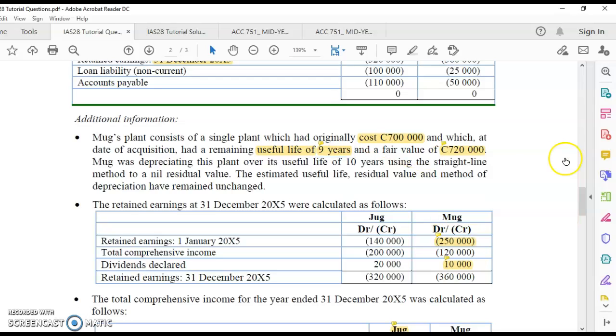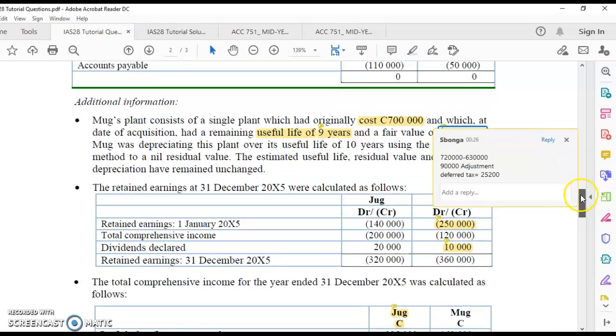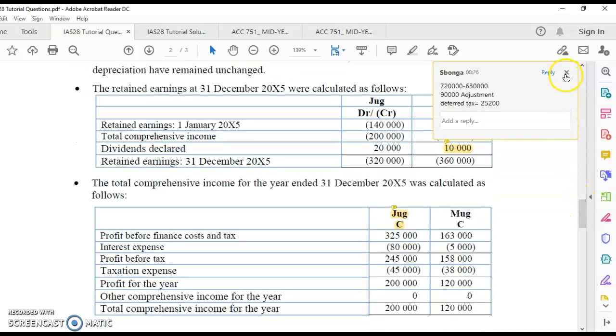And then we are told that the fair value is 720. So we already know that you are going to have an adjustment of 90,000, being 720 minus 630,000, which gives you a difference of 90,000. You will see that 90,000 in your solution. You see, you are already collecting marks while you are reading the question.